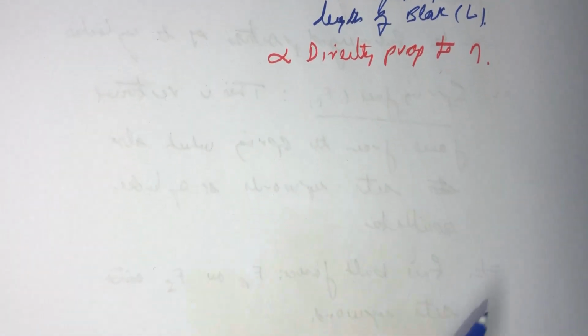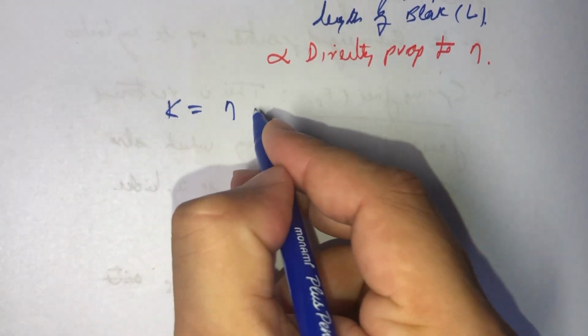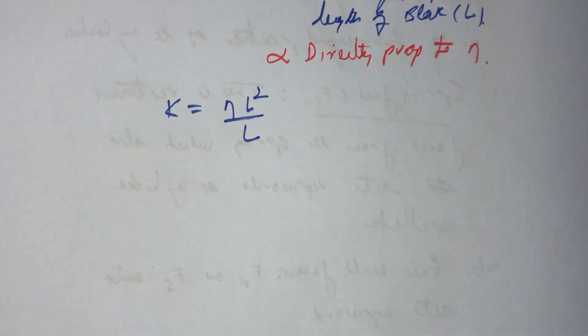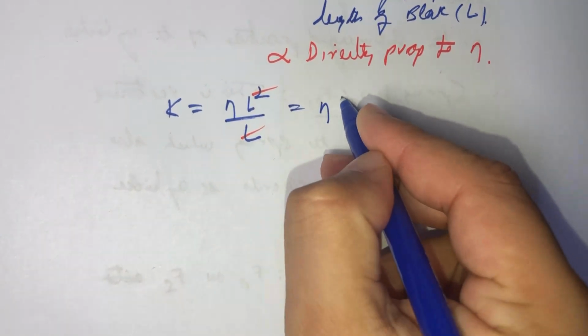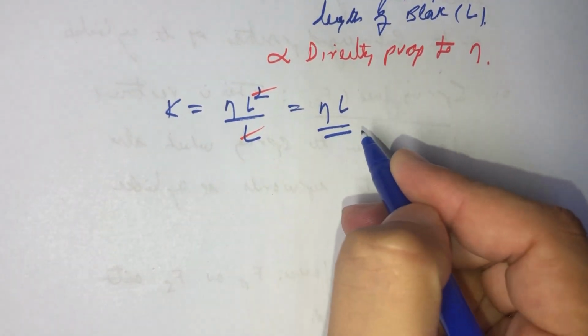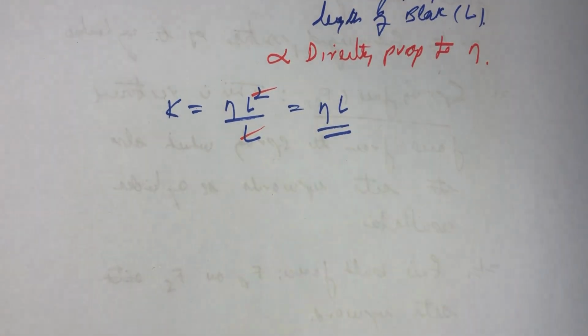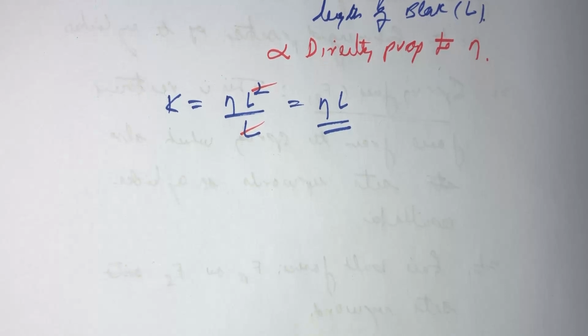Therefore we can write that K will be equal to nu times area of cross section divided by length, and length goes by length, so we get that the spring constant will be equal to nu multiplied by length. So we found the value of the spring constant, and from here we can directly find the time period of oscillation.